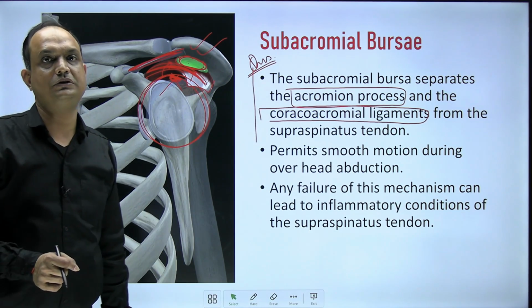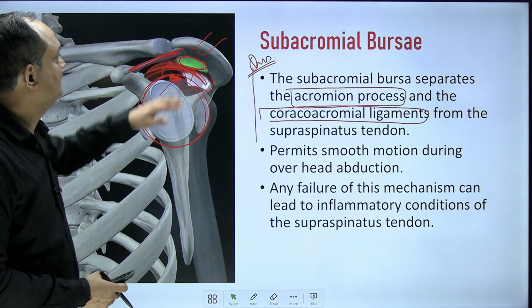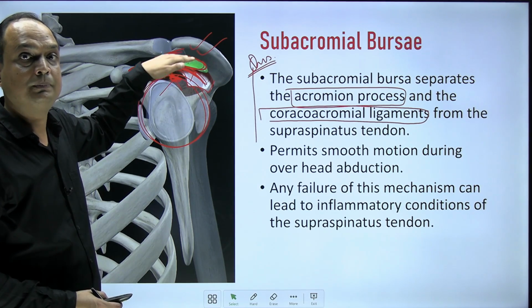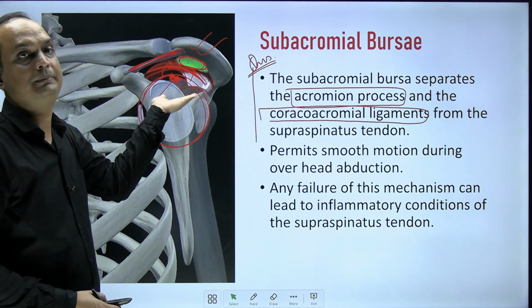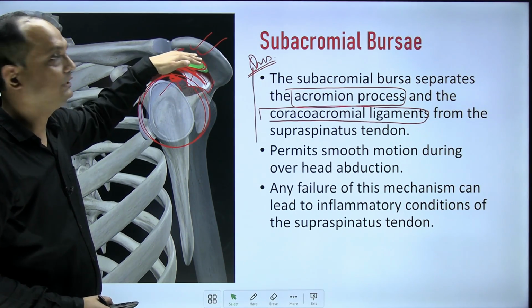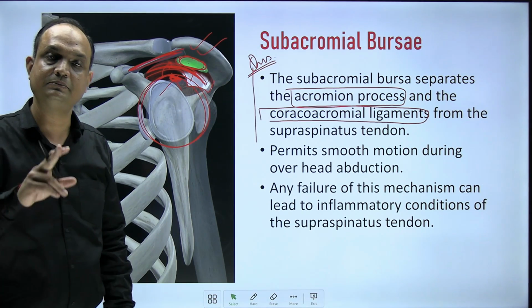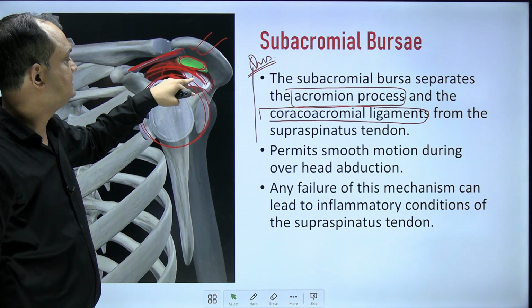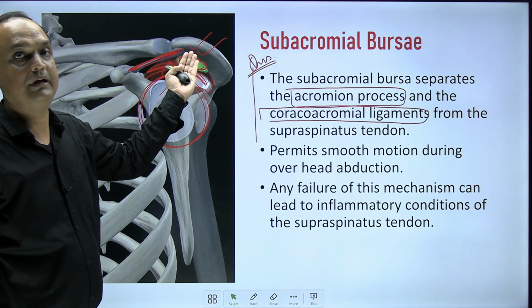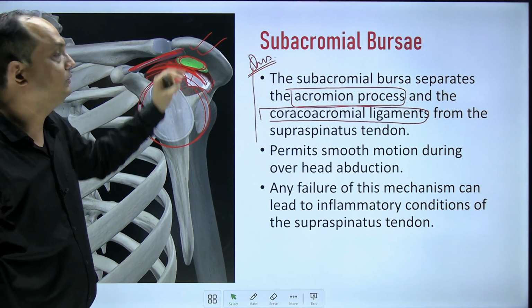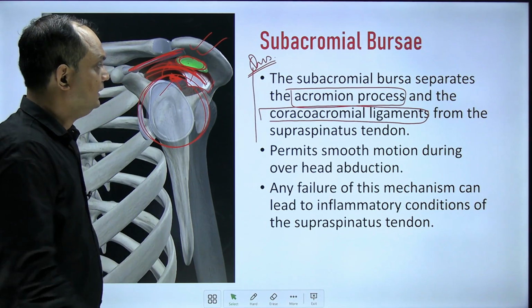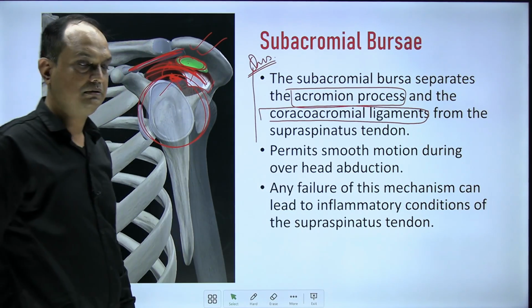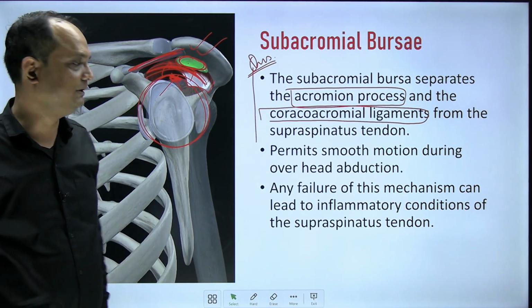So, this is the question of your exam: does the bursa lie above the supraspinatus or below the supraspinatus? It is outside, or above, the supraspinatus muscle. This bursa prevents friction between the supraspinatus tendon and the inferior surface of the acromion process and the coracoacromial ligament. So, it permits smooth motion. You do not have any friction during abduction.